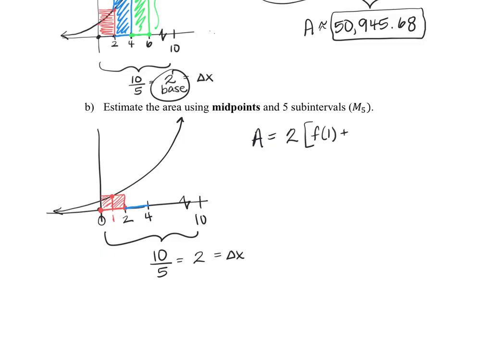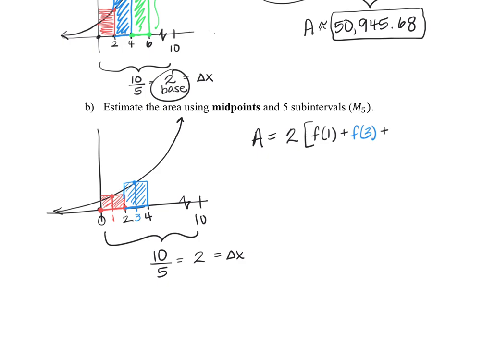But a midpoint estimate is going to find the middle between 2 and 4, which we know is going to be 3. We'll use x equals 3, go up to our curve, and this y value will be the height of our second rectangle. So our second rectangle as a midpoint estimate looks like this, and the height of that second rectangle is the y value when x equals 3. So we'll write that as f of 3.